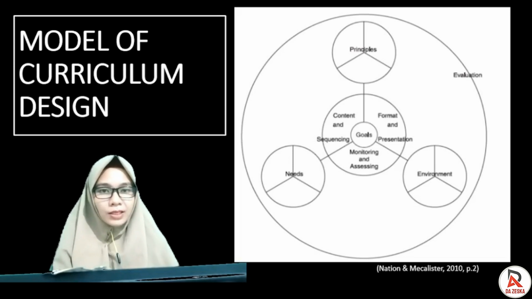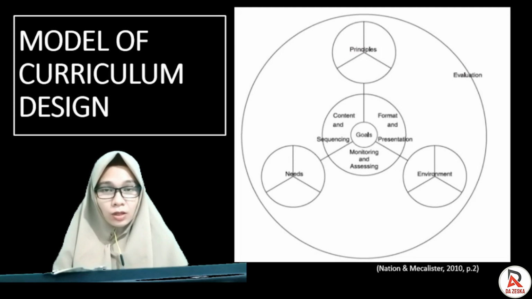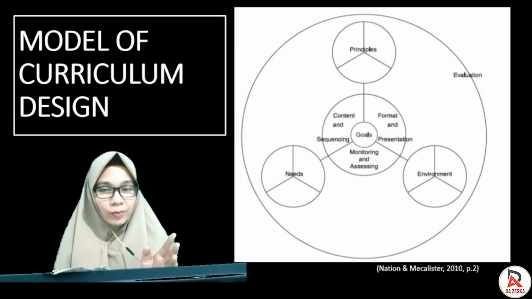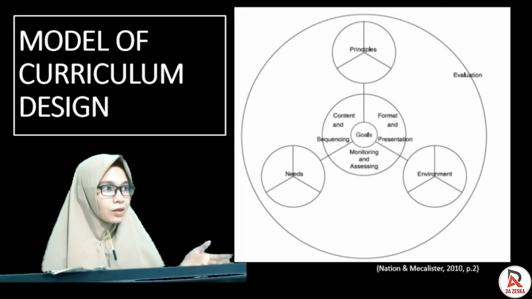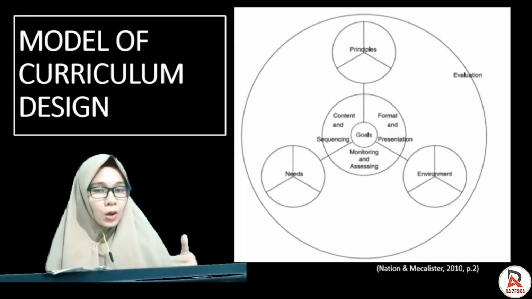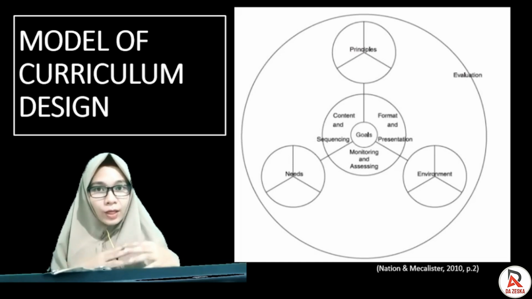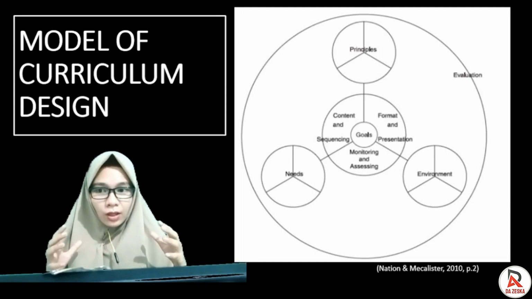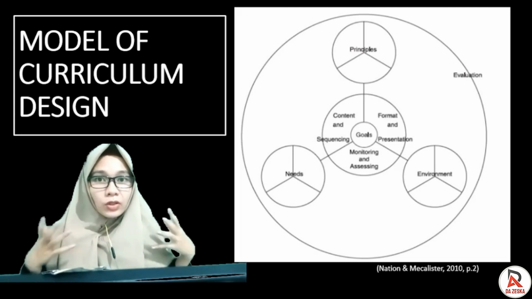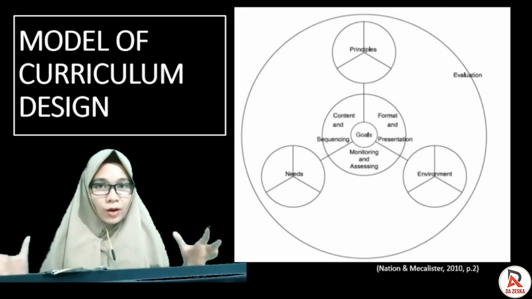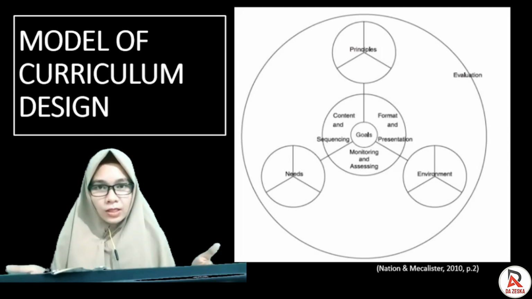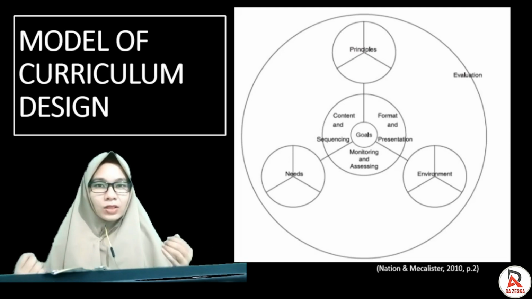Environment here means the situation of your teaching and learning. So that's not about any environment. If you talk about the environment of your teaching and learning, that's not what I mean by environment. Environment over here is the situations of your teaching and learning that you face, or the situation that you will face for your language teaching and learning.